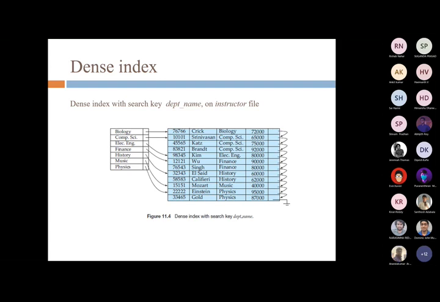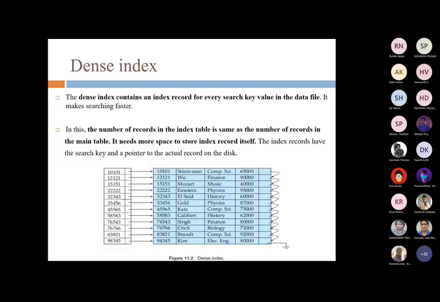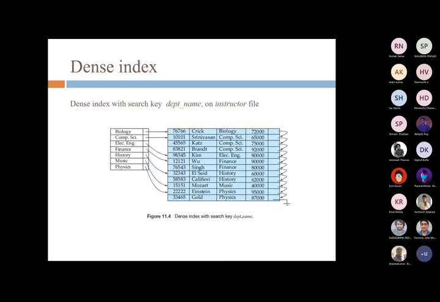So the previous example was a dense index with the search key instructor ID on the instructor file. So instructor ID is going to be the primary key. So you have the search key for all the instructors in the index file, right?